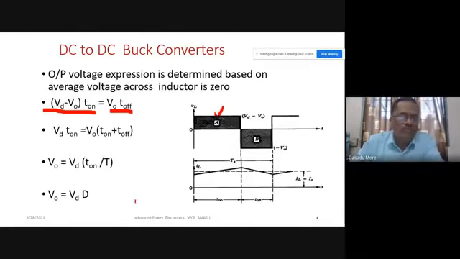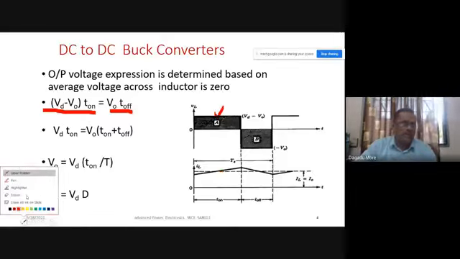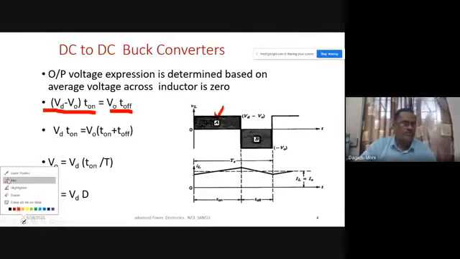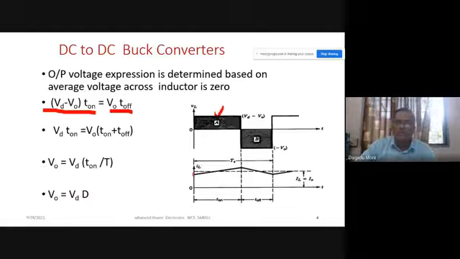And this is the waveform across the inductor. The inductor will have a positive voltage when the switch is on, and a negative voltage when the switch is off. Now when the switch is on, our current goes on increasing. We are assuming our current will be a continuous one. So the current goes on increasing when the switch is on.